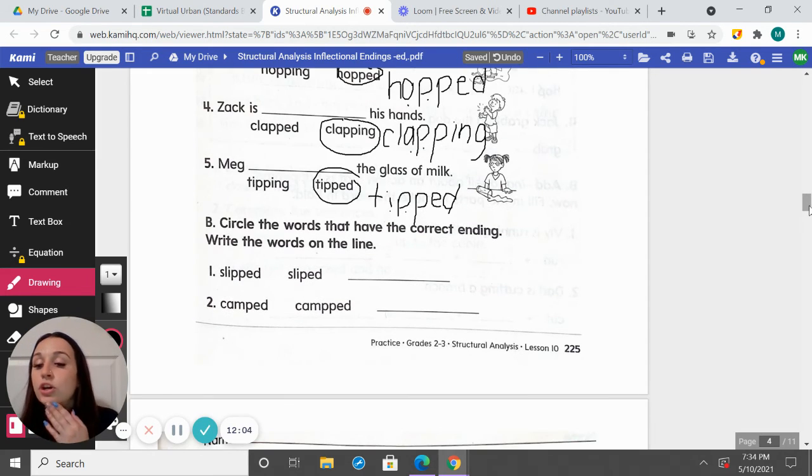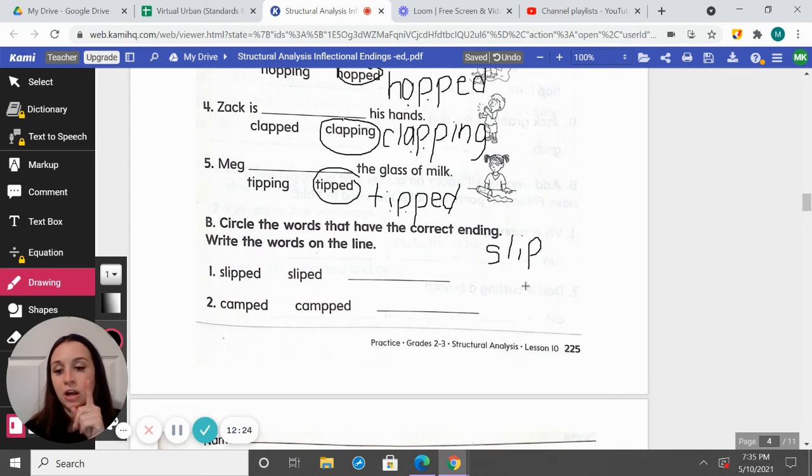All right, second grade, we have 2 more that we're going to do. It says, circle the words that have the correct ending. Write the words on the line. So we're talking about slipped, number 1. Let's go ahead and write our root word, slip. I challenge you, number 1, I want you to get your finger out. I want you to pretend circle which one do you think it is. How do you think we spell slipped? I slipped down the stairs.